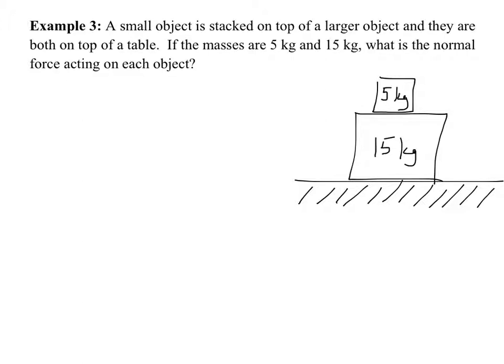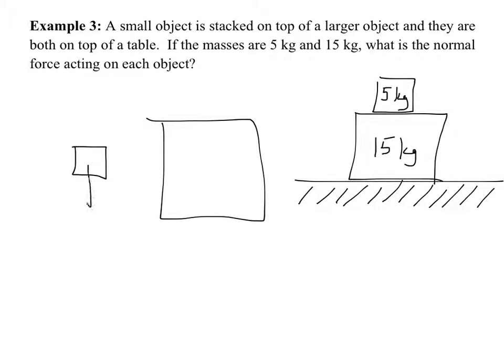It's a great question. Let's isolate these objects. Let's draw the small object here, and let's draw the large object here. We'll draw some free body diagrams to help us. What is pulling down on the small object? Fg, the force of gravity. What's pushing back up on the small object? Fn1. It's not a push, it's a normal force really. That's the small object, and that's literally all that's happening.